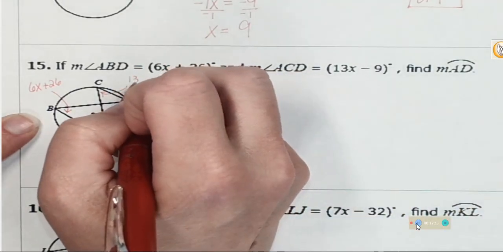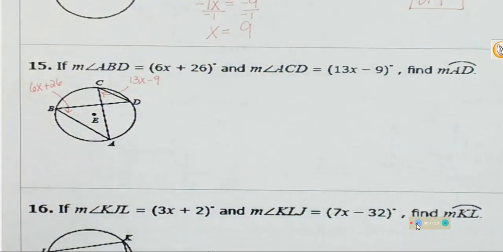That's 13x minus 9. I need you to ultimately find the measure of arc AD. Okay. You've got to figure out how those two expressions are related to each other. They might add up to be 360. You might have to multiply them by 2. You might have to take half of the other one.